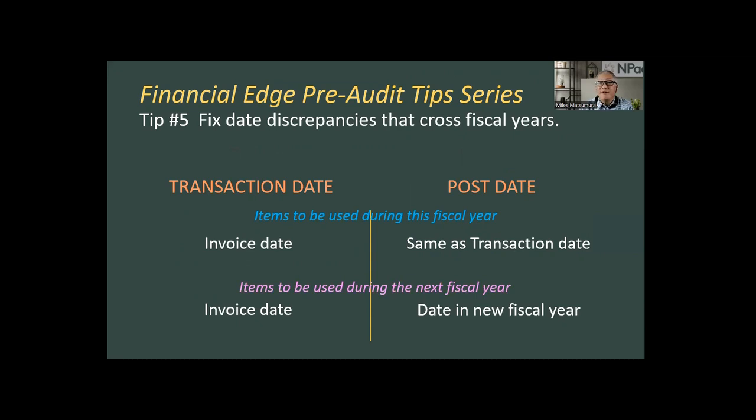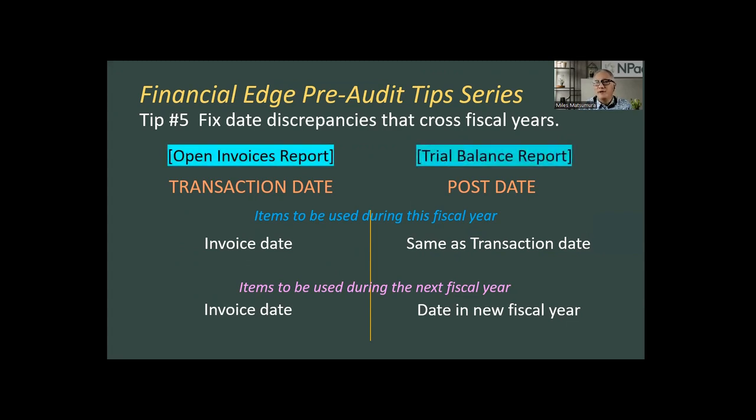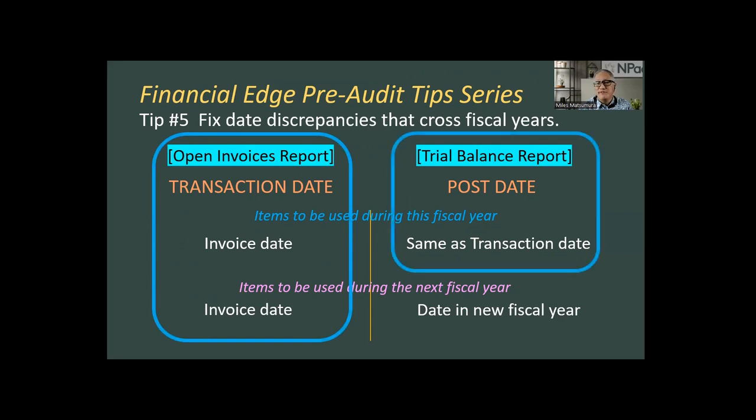Now it is 2 months later and your annual audit has begun. Your auditor asks for an AP open invoices report, which you provide. The auditor then compares that report with your trial balance report. Here's the problem. The open invoices report includes both sets of invoices, while the trial balance only includes the first set of invoices. The result is your AP balances do not reconcile, but both reports are true.